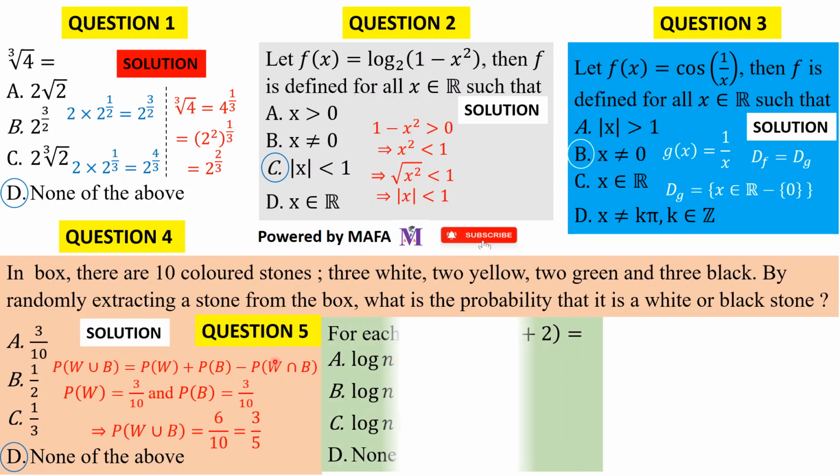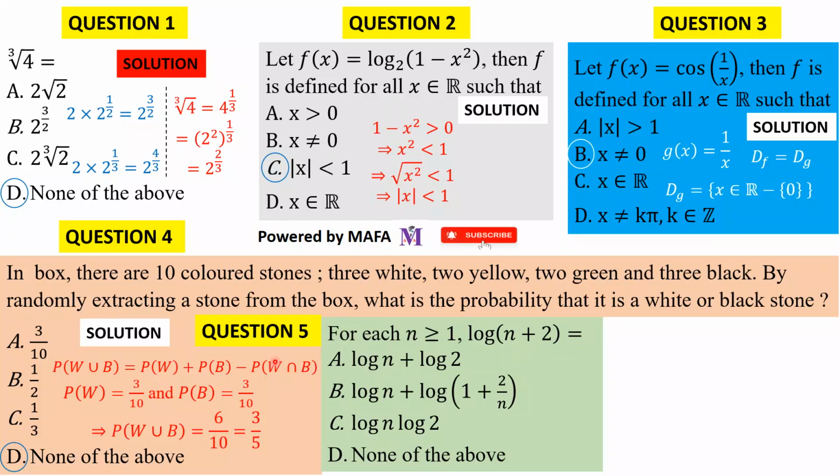Alright, and lastly for this video, we are going to look at question 5. It reads: for each n greater than or equal to 1, the logarithm of n plus 2 is equal to: A says logarithm of n plus logarithm of 2, B says logarithm of n plus logarithm of 1 plus 2 on n, C says logarithm of n times logarithm of 2, and D says none of the above. Alright, so let's get the solution.